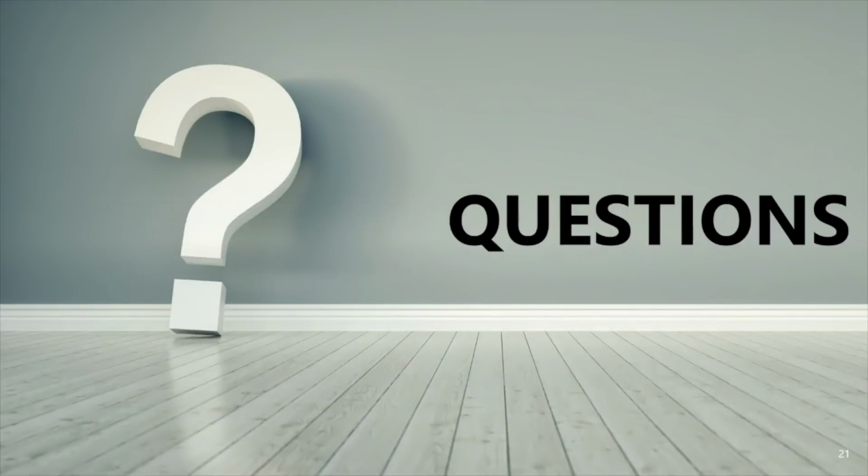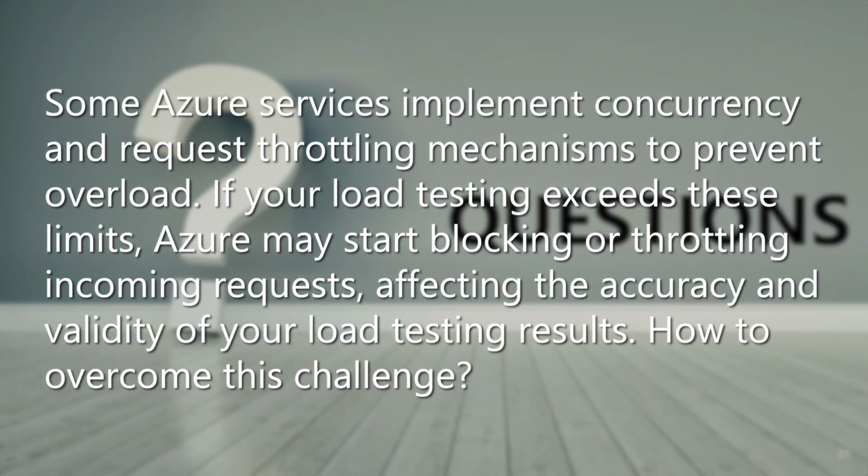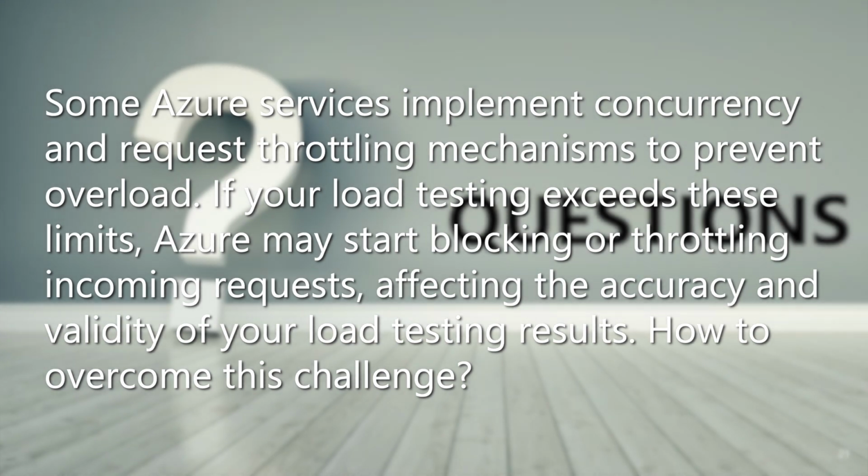There is one question around concurrency: some services implement concurrency to prevent overload, and if the load testing exceeds that limit, Azure may start throttling incoming requests and affecting the validity of the load test results. How to overcome that challenge? I think that's a good question, which I mentioned in one of the slides. When you simulate the load using Azure load testing, it's API calls that you are making to FNO, and API calls are subject to throttling. We have the throttling limit, resource-based throttling, and duration throttling.